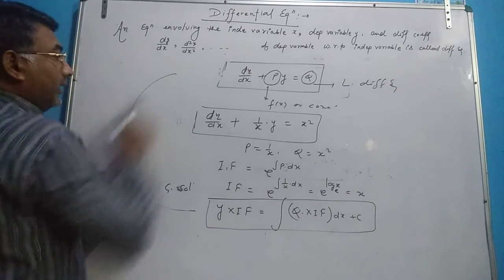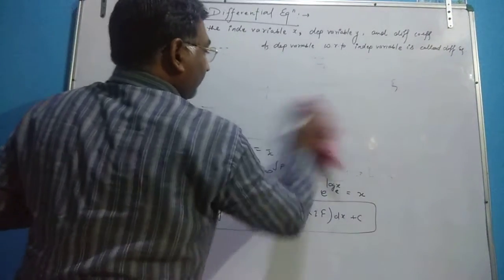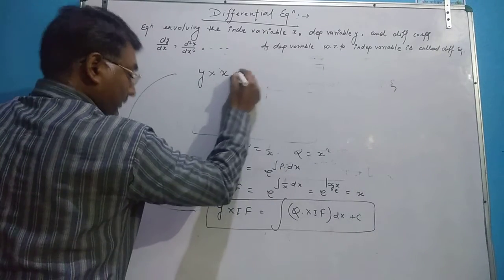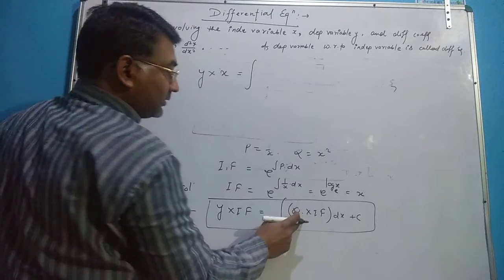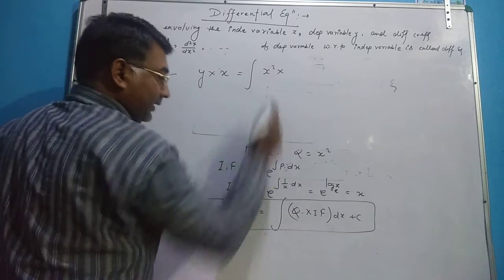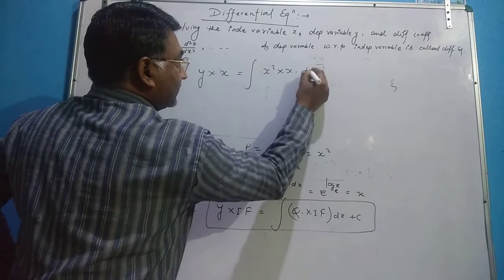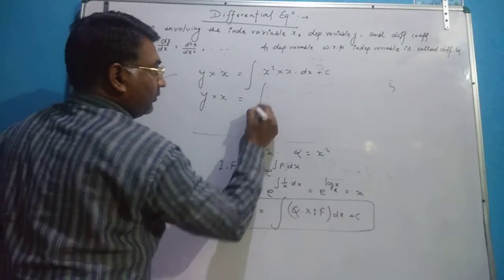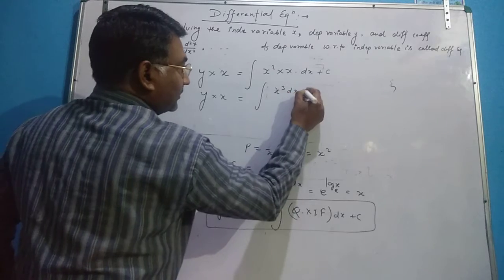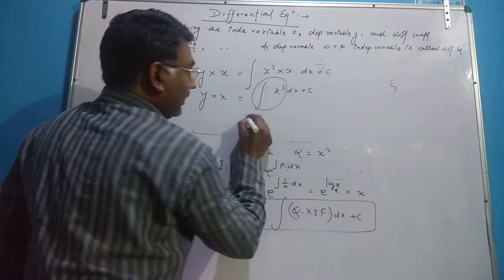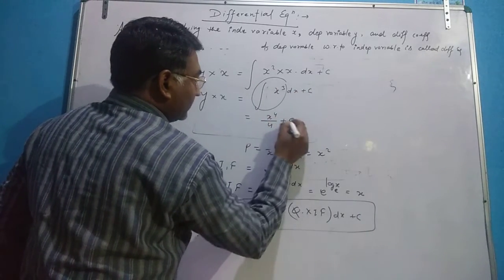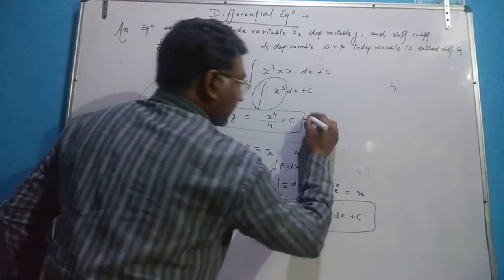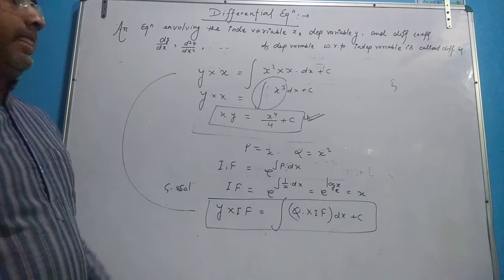In this expression, put the values of the integrating factor and solve. So y into integrating factor x equals integral of Q, which is x square, into integrating factor x into dx plus c. So y into x equals integral of x cube dx plus c. The integral of x cube is x to the power 4 by 4 plus c. So xy equals x to the power 4 by 4 plus c. This is the final answer of the differential equation.